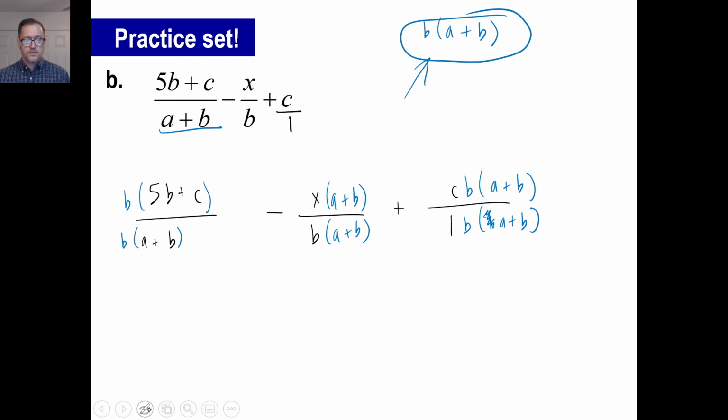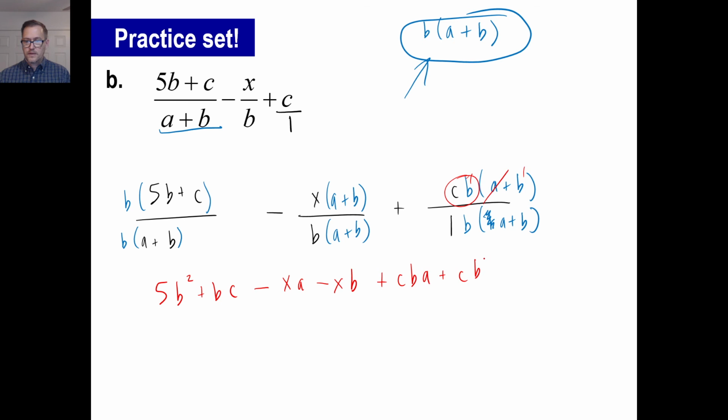Okay, so let's do our multiplication all the way across here. So we have b times 5b, that's going to be 5b to the second power, plus bc, minus, let's see, 8x times a, and then minus x times positive b is minus xb as well. Okay, and then plus cb times a is just cba, and then cb times b is cb to the b to the first, b to the first times b to the second. There we go. And then all this over b times a plus b.